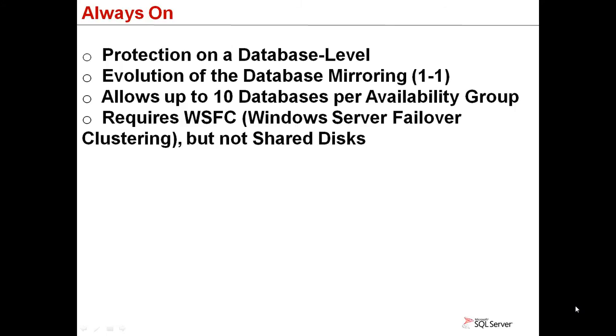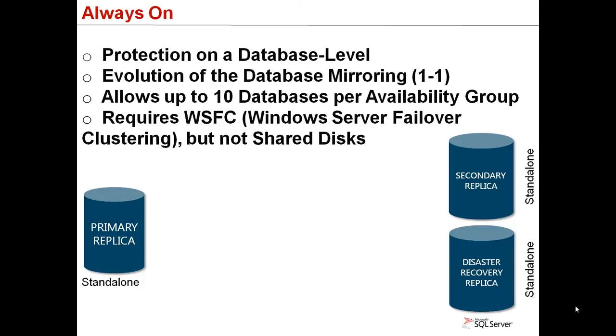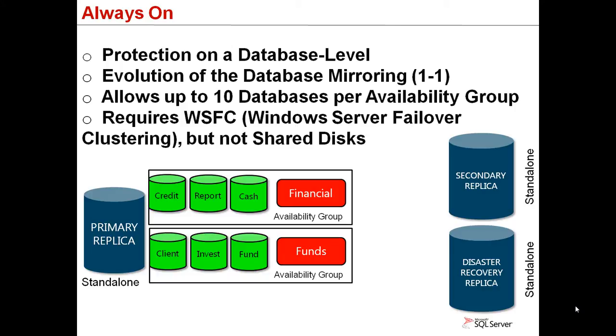Here's a graphical representation. We have three servers, which in the AlwaysOn terminology we call availability replicas. One is the primary replica, one the secondary, and a third serves as a disaster recovery environment. On this scheme we have two availability groups: Financial, that has databases Credit, Report, and Cash, and Funds, containing databases Client, Invest, and Fund. Now suppose a critical failure happens in the primary replica.